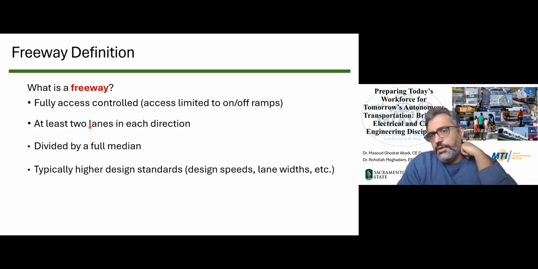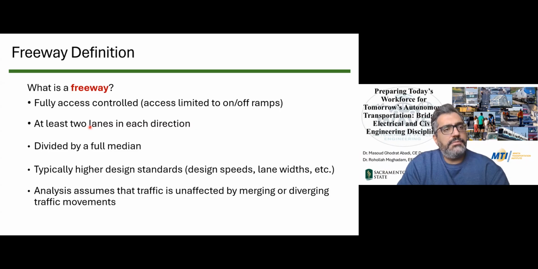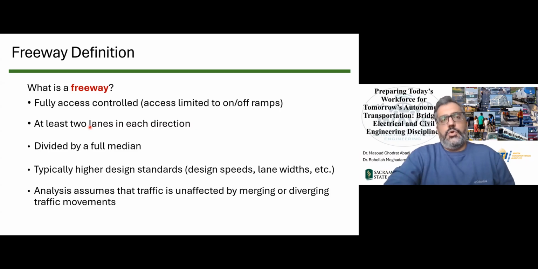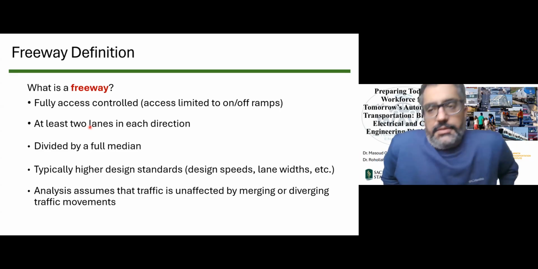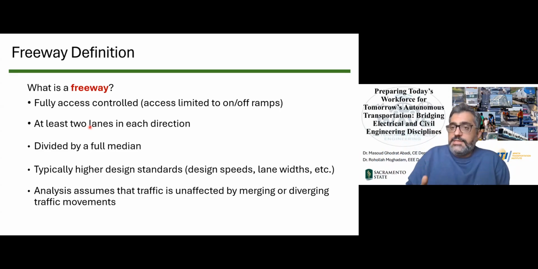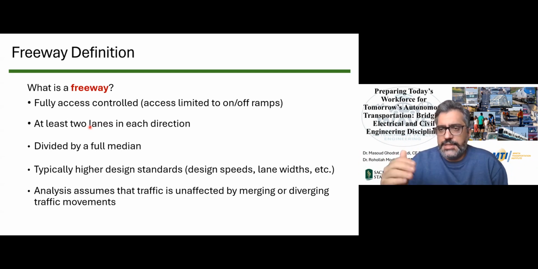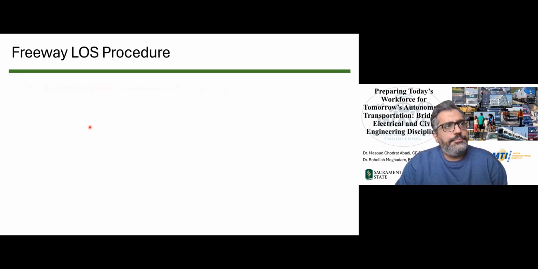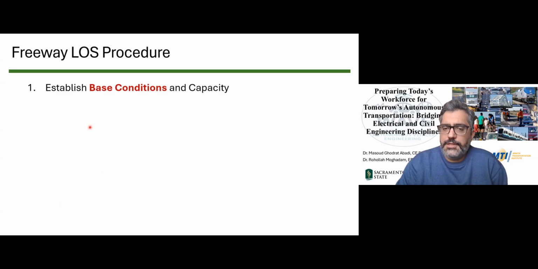Freeways typically have higher standards, mostly in terms of speed, which then translates into geometric design, like what we learned in that geometric design module. And the analysis assumes that traffic is unaffected by merging or diverging if you are at the basic freeway segment. We have 3 different segments: basic freeway segment, merging and diverging, and weaving. The latter are outside the scope of our work. I'm just talking about the basic freeway segment here. How do we find the level of service for a freeway? We define an ideal situation. We call it the base condition.